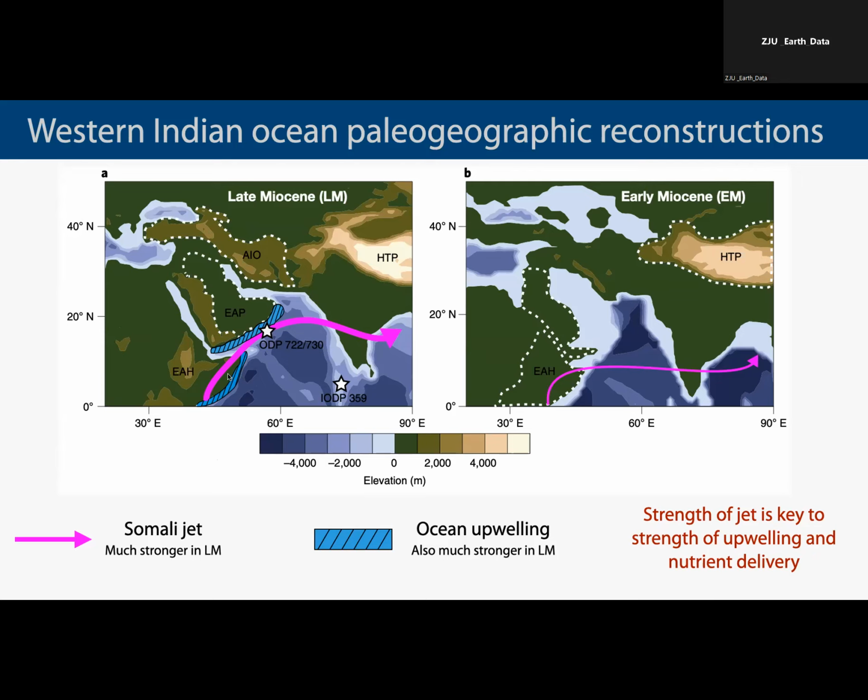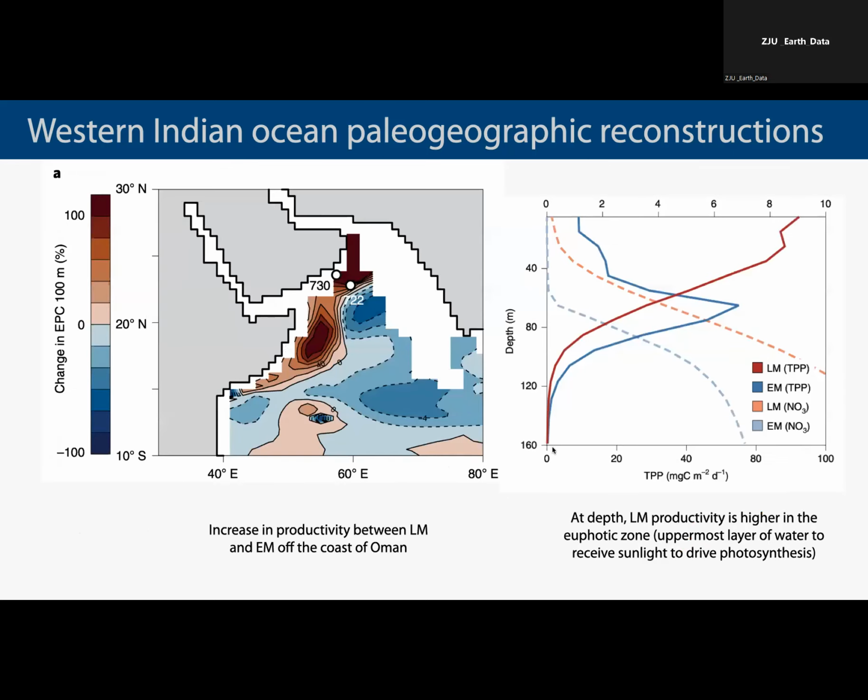With this formation of the Somali jet, they're going to have much stronger upwelling, which is shown in these blue hatched regions. Whereas in the early Miocene, you have a very, very weak Somali jet, not enough to start churning the ocean waters to get the upwelling that they'll see in the biological samples. So the key thing is that the strength of the jet is key to the strength of the upwelling and the nutrient delivery. Let's look at that in more detail.